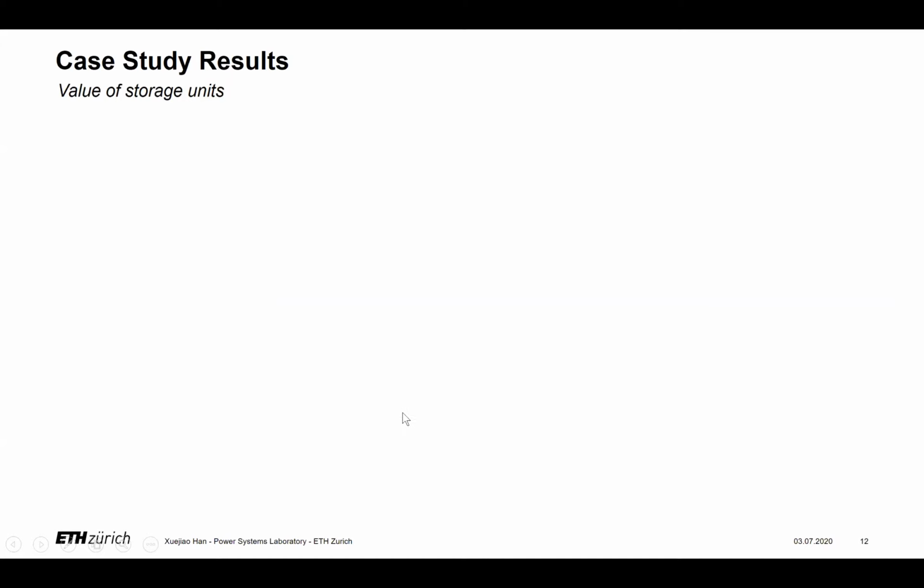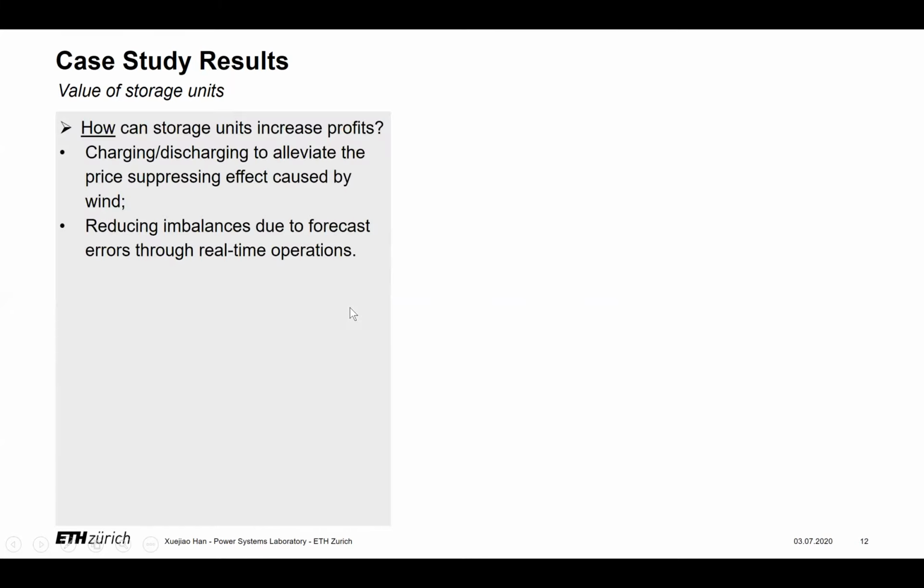So now let's try to answer the third question that we presented in the beginning of this presentation. What is the value of the storage units? How much profit will it bring us if we combine the storage units with the wind generation units? Let's first see how storage units can increase profits. There are mainly two ways. The first is charging and discharging to alleviate the price suppressing effect caused by wind. The second is to reduce the imbalances due to forecast errors through real-time operations.